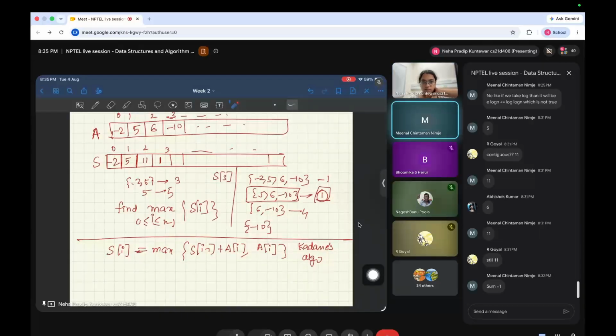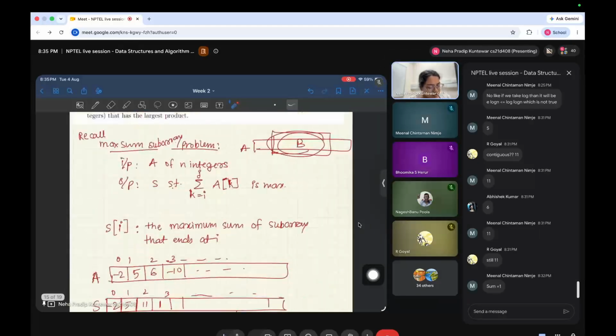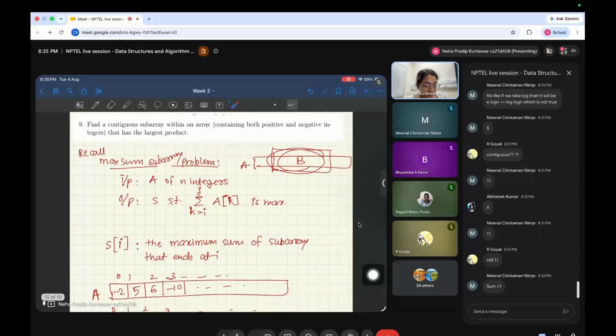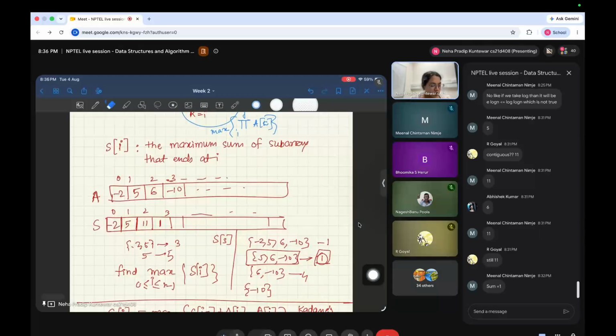Okay, so that was the idea. Now the question is, instead of finding the maximum sum, let's say I want to find the maximum product in a subarray. So instead of the sum here, I want to find the product of A of K from I to J, which is maximized.